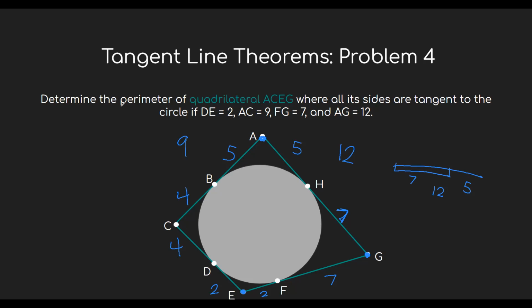And the goal is to find the perimeter. So remember, the perimeter is just the length of all the outsides. And does anyone want to add these up? I'll add them up on the side as well. Okay, well, if you're good, that's fine. It should be 32, if I did my math correct.